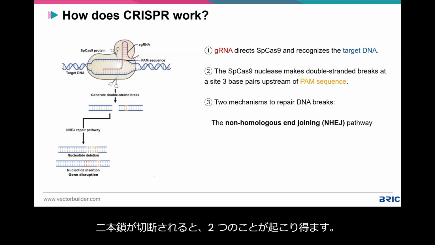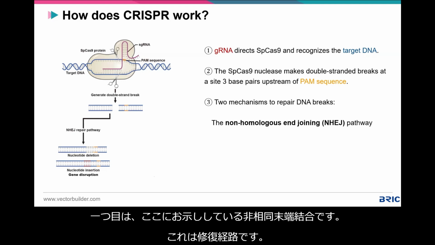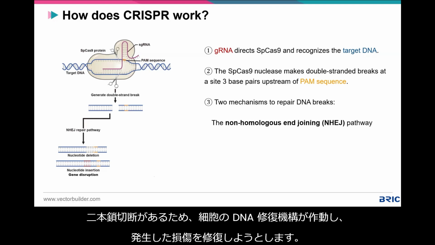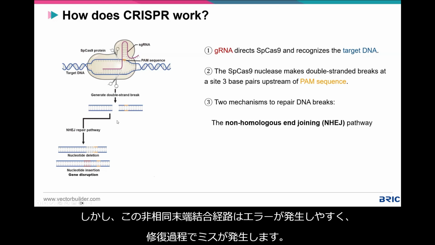And once there is a double-stranded break, there could be two things that can happen. The first one is non-homologous end joining, which you can see here on the screen. It's a repair pathway. Because there is a double-stranded break, the cell's DNA repair mechanism jumps into action, and it wants to repair the damage that has happened here. This non-homologous end joining pathway, though, is error-prone. It can make some mistakes.